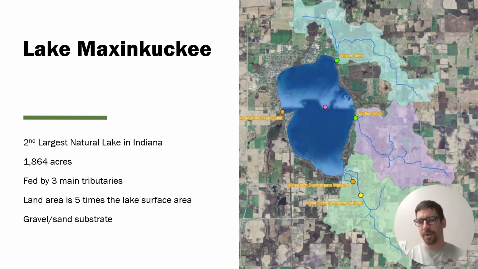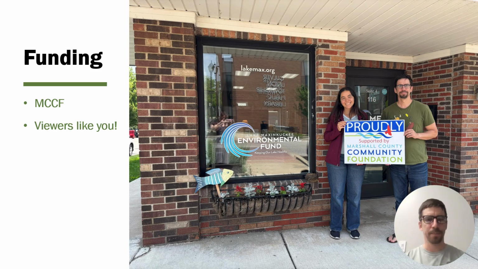Anybody watching this probably already knows what Lake Maxinkuckee is, but it is the second largest natural lake in Indiana. There are three main sub watersheds there, and 3 square miles of water. We want to use this data buoy to keep tabs on it, to monitor the lake and interact with it, get to know about the quality and everything else. This project was funded by our donors at the Environmental Fund, as well as the Marshall County Community Foundation, which funded it in part.